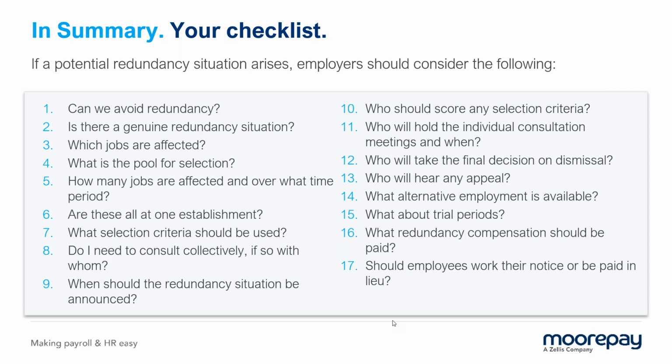Then you need to think about what selection criteria you're going to use, how you're going to score it, what that would look like, and who is going to score it. And when you've made these initial decisions, this is all information that you pass on to the employee during the consultation to let them know what's going to happen during the process and to give them the opportunity to ask questions. You need to think about who will hold the individual consultation meetings, when they are going to take place, and again, how they are going to take place, and then who will make that final decision.